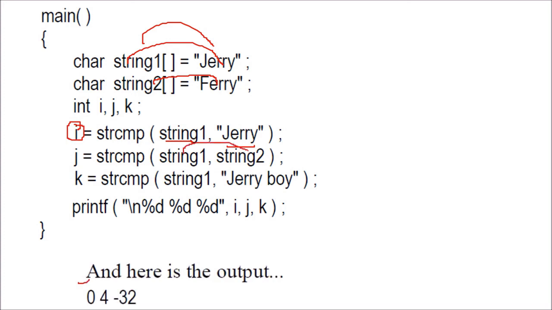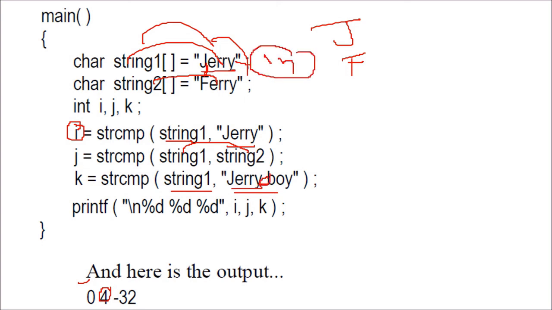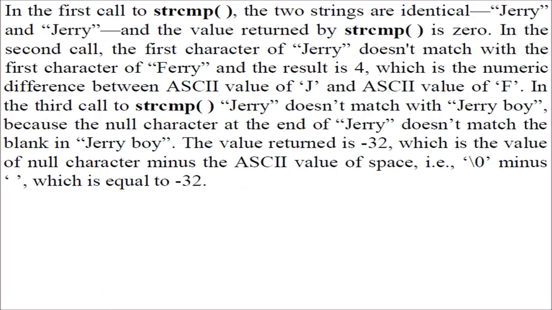When you compare string 1 with string 2, Jerry and Ferry, because J and F are different, the difference of the ASCII value will be given, which is 4. How about string 1 with Jerry boy? You see, string 1 goes to Jerry. This is okay, Jerry. But here you have the last \n, and here you have blank, which is the space. So \n and \0, the difference between these two ASCII values will be shown, which is minus. I hope you got the idea. Minus 32 has come because we are subtracting the ASCII value of \0, which is 0, with the space, which is 32.